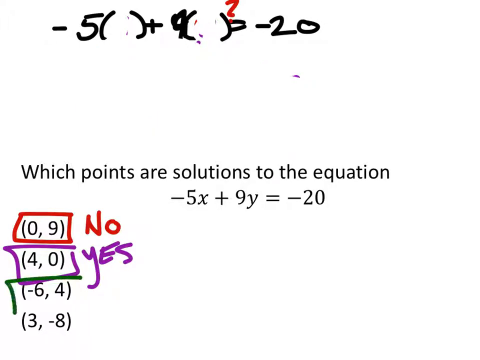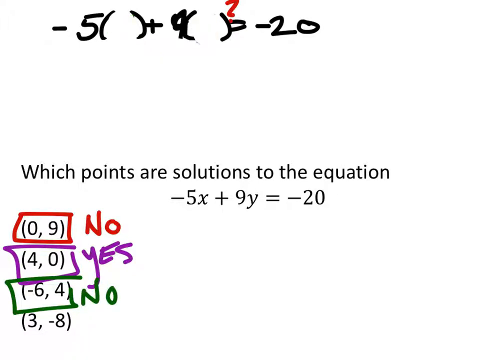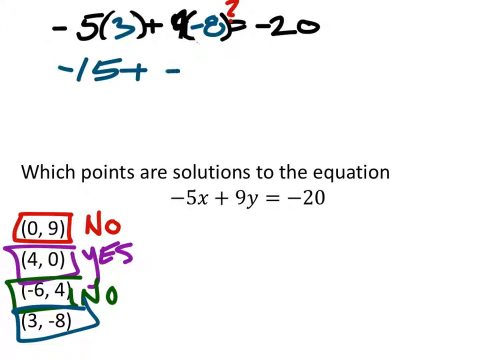All right, what about the next one? (-6, 4). So I'm replacing the x with negative 6, the y with 4. So I got 30 plus 36. That's not going to come close to negative 20 right there. So this one also is no. Well, this last one, we got (3, -8). Oh boy. Negative 15 plus negative 72. Nope, that's not going to get anywhere near negative 20. So also a no. Bam.